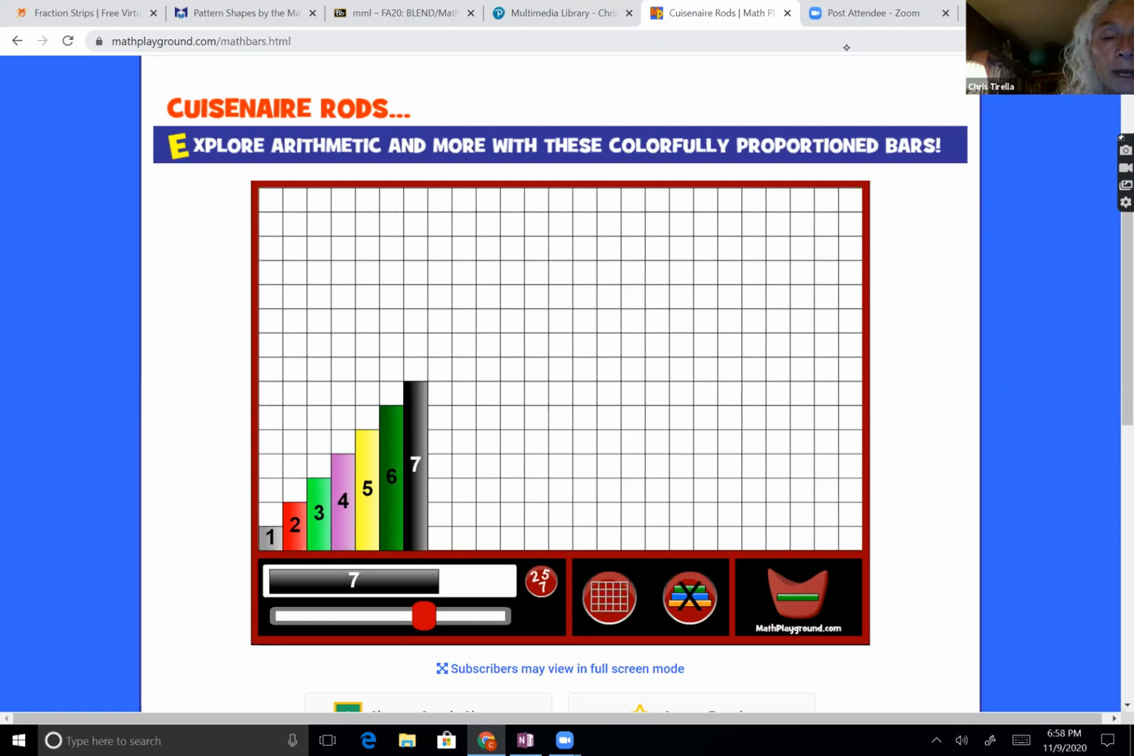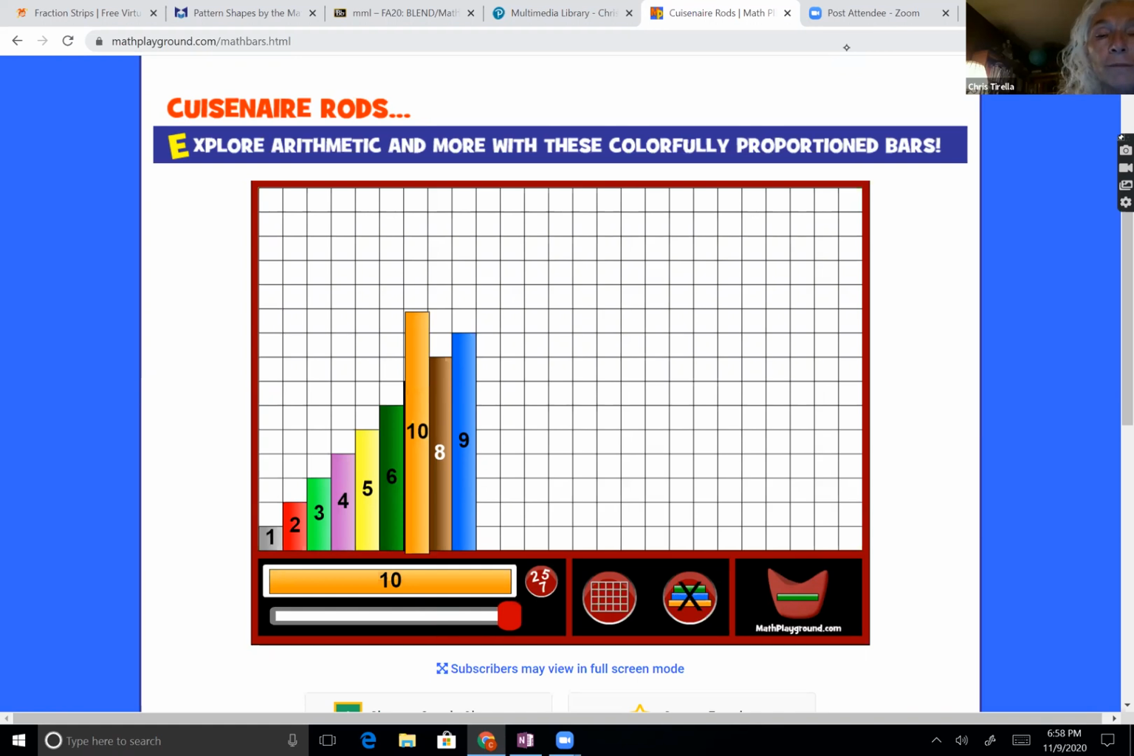The numbers 8 are the brown. 9 are the bright blue, and 10 are the orange.